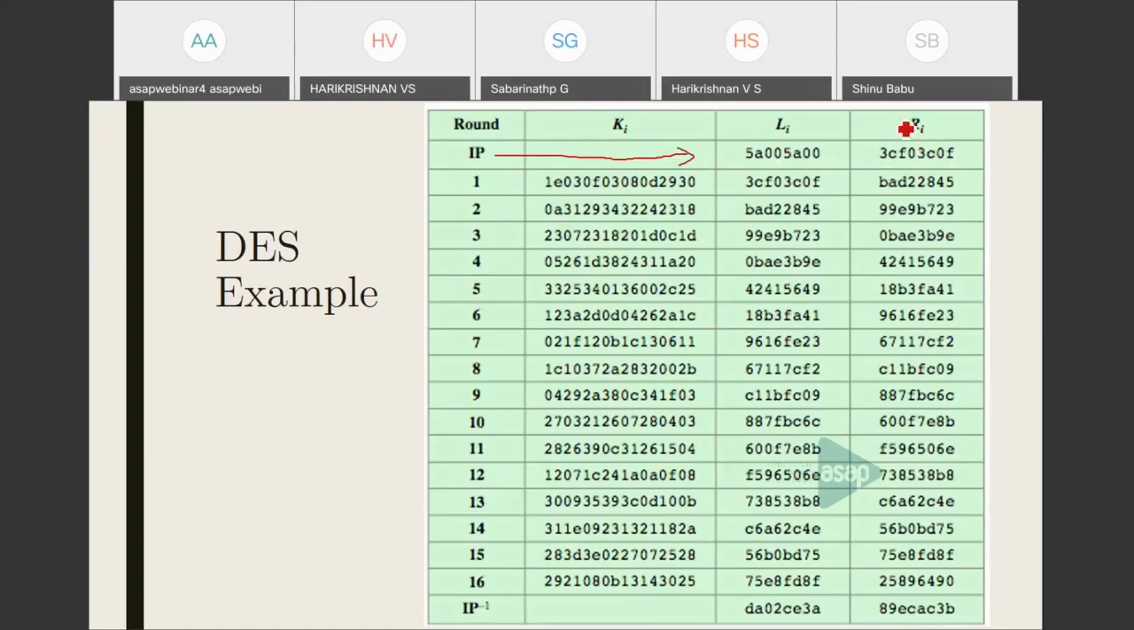You can see here, the right half is going to the left half. No change. Here you have BAD22845, here you have BAD22845. Some operation happens here. You can see the right half of the previous round goes in as the left half of the next round.